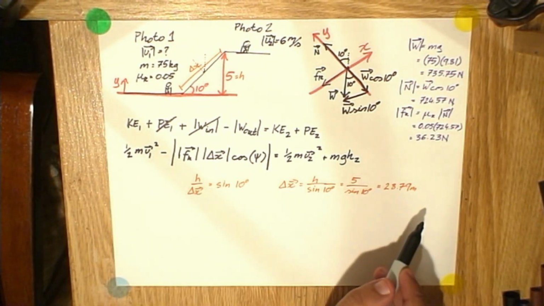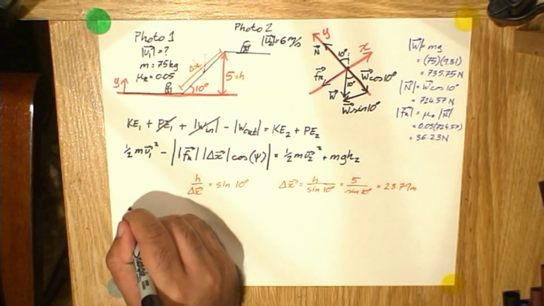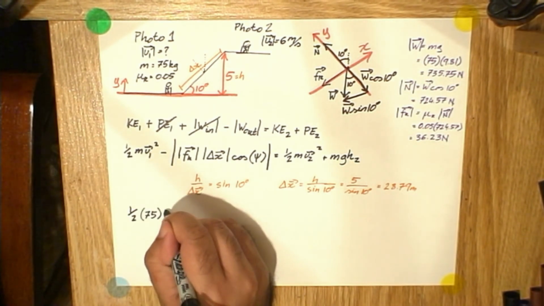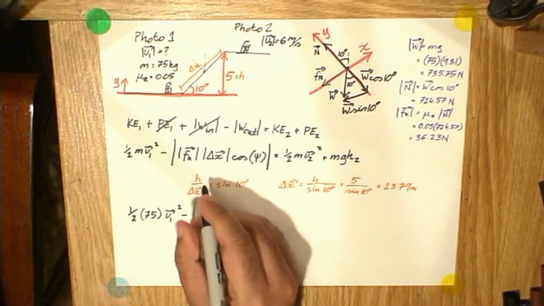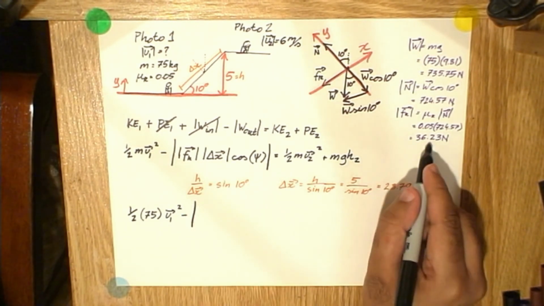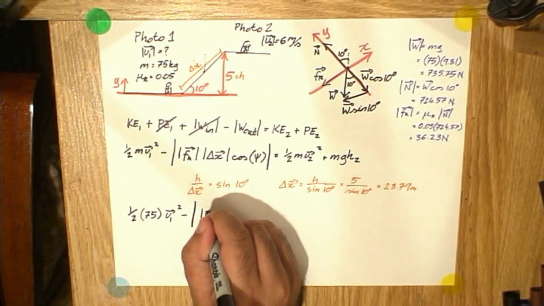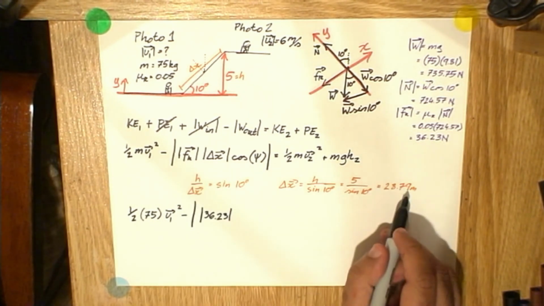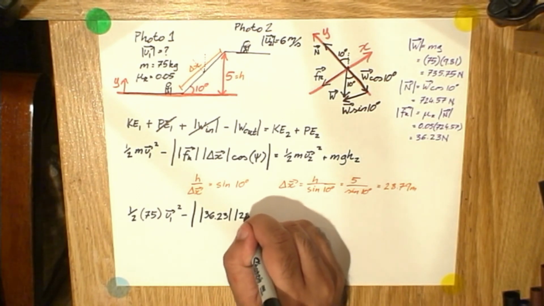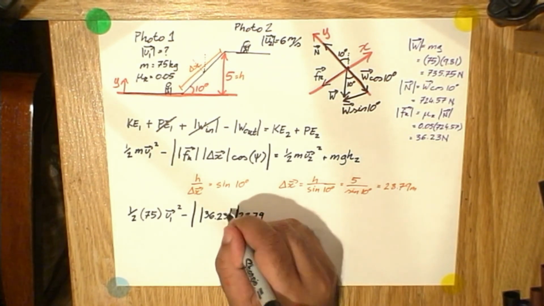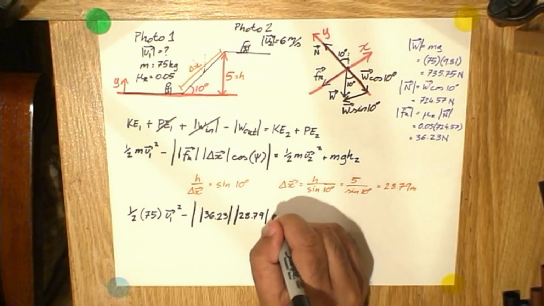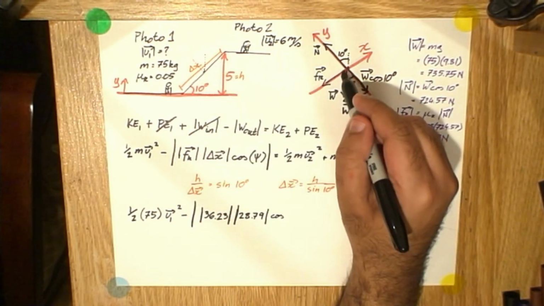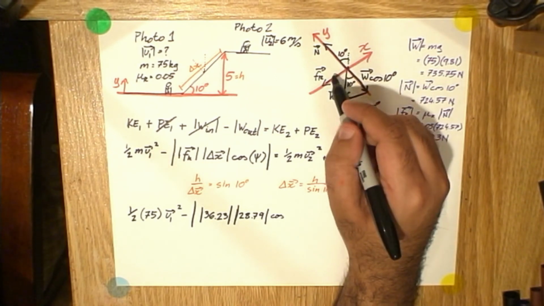Now, let's plug in all the information we know. 1/2 times the mass, 75, V initial is the thing that we're looking for, minus the force of friction, 36.23. The displacement up the ramp is 28.79, times the cosine of our hero displaces up the ramp, but the friction force is pointed down the ramp. That means that they are 180 degrees apart.